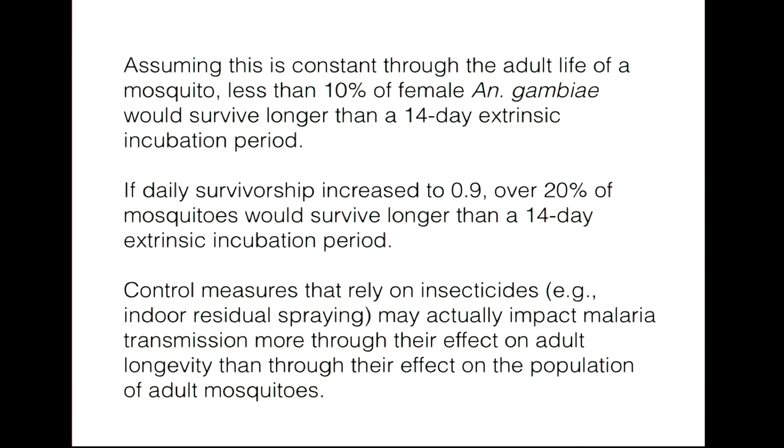One implication this has is that control measures that rely on insecticides, such as spraying inside, might actually impact malaria transmission more through their effect on how long the adult lives, rather than what they do to the population of adult mosquitoes.